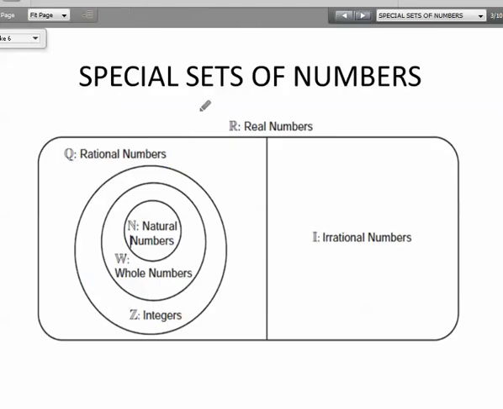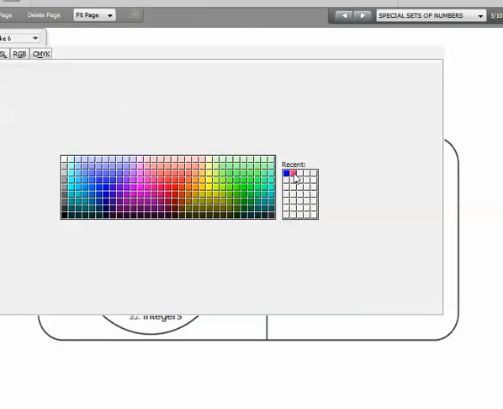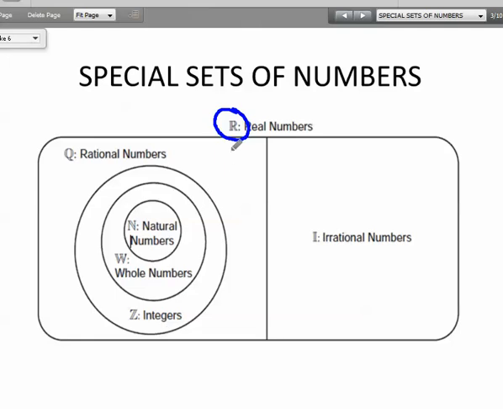Okay, so let's talk about special sets of numbers. Now, you're going to see this often in math here, and that's called a real number. The symbol for real numbers is the double strike R. Okay? You'll see me write it like this. It'll be a double strike R. And in the real number set, there are 2 types of numbers. There are rational numbers and irrational numbers.